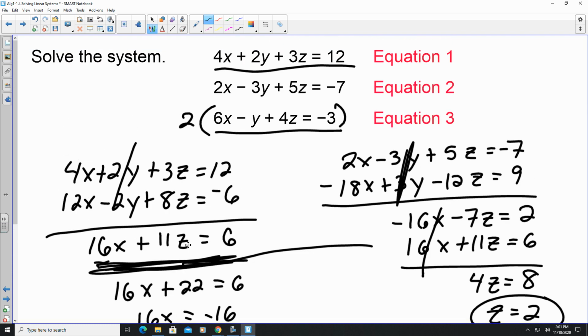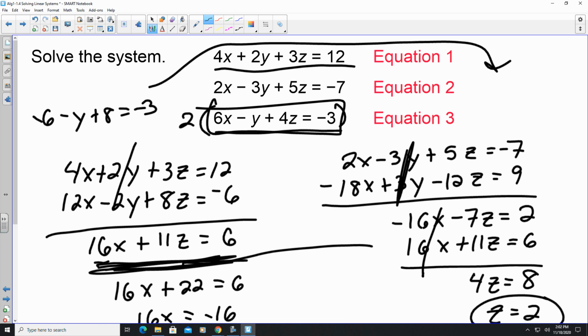Probably the easiest one to look at would be this equation here. With that in mind, I'm going to say that 6 times negative 1 is negative 6, minus Y plus 4 times 2, which is 8, is equal to negative 3. So just bring this over here. Combining like terms, I get negative Y plus 2 is equal to negative 3. Subtracting 2 from both sides, I get negative Y is equal to negative 5, and Y is 5.